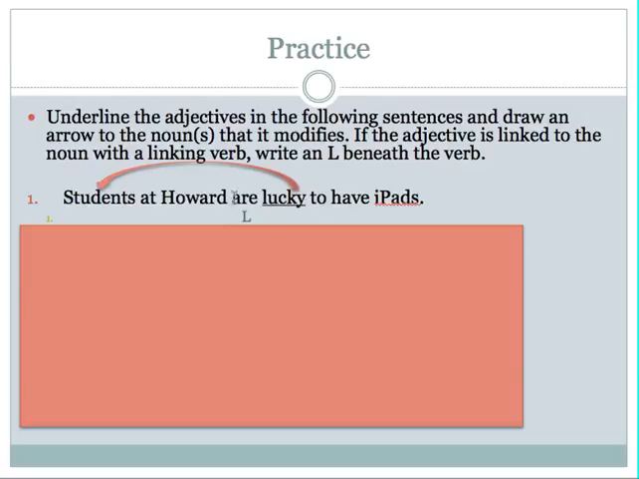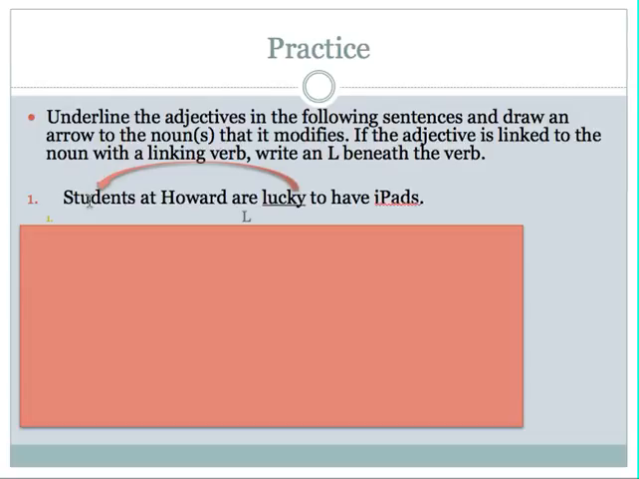We'll underline lucky. That is our adjective in this sentence. I'm going to draw an arrow to students because lucky is modifying students. It is taking this noun students and it is describing them, saying that they are lucky. Now my adjective is coming after my noun.